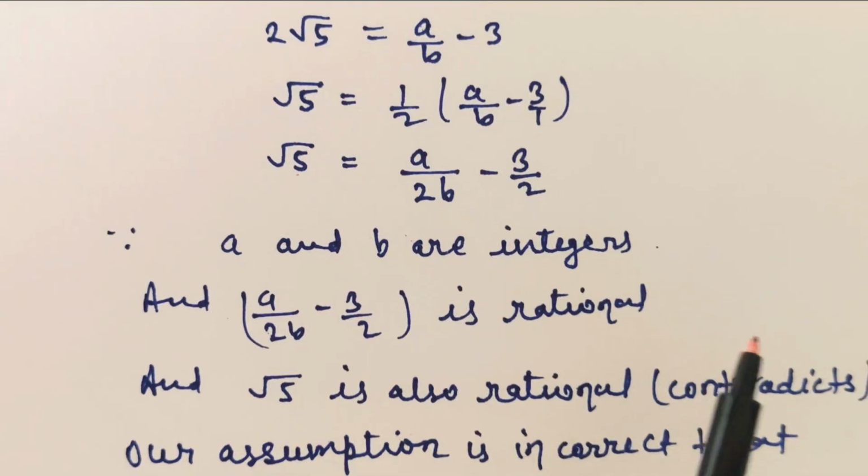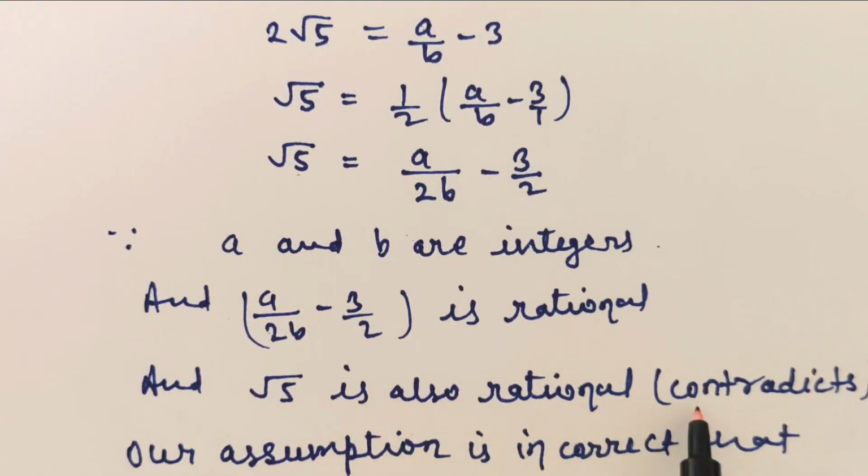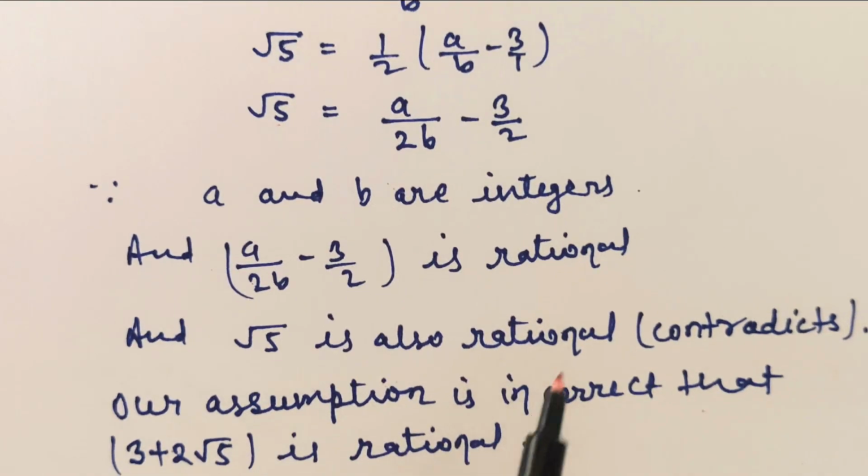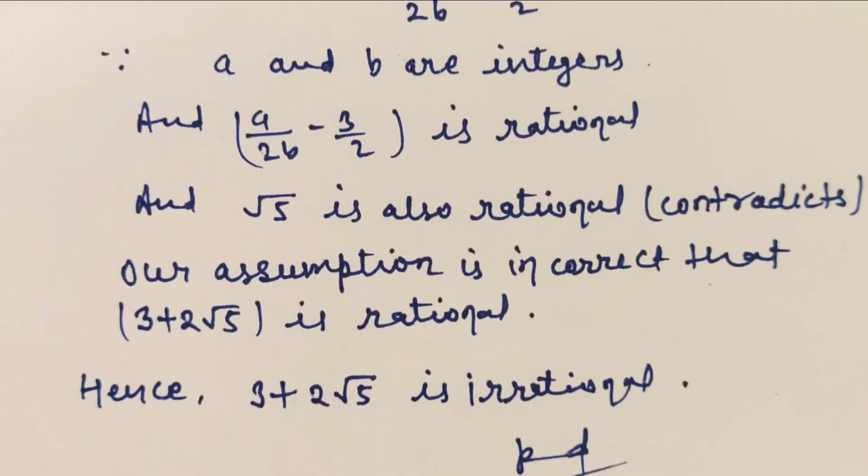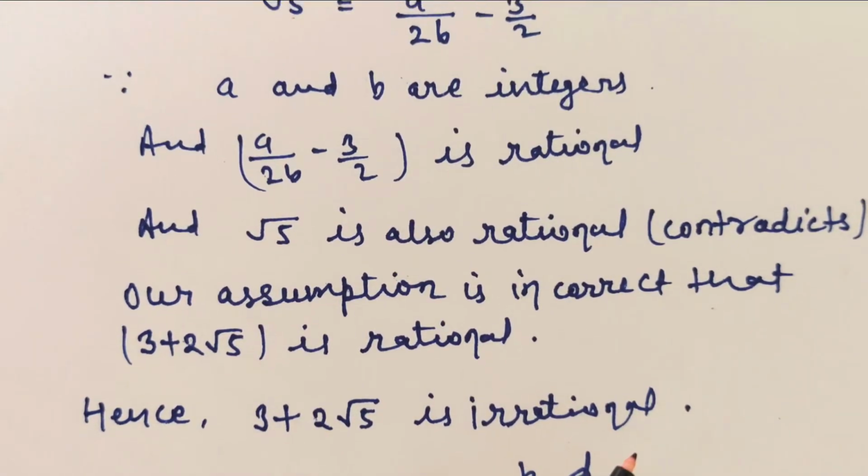So simply we can say that root 5 is also rational, but here we have arrived at a contradiction. So our assumption is incorrect that 3 plus 2 root 5 is a rational number. Hence we can finally write that 3 plus 2 root 5 is an irrational number. This is the way to solve by substitution.